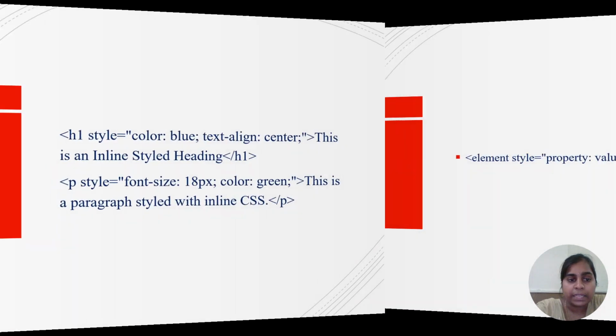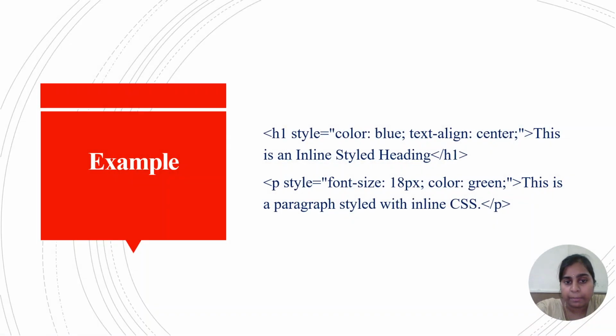For example, we can take the h1 element. The element has an attribute, and the attribute is style. Here I am applying the style to the h1 element by using the property values color blue and text-align center. So I am applying the blue color and the center alignment to the h1 element only, and then the paragraph.